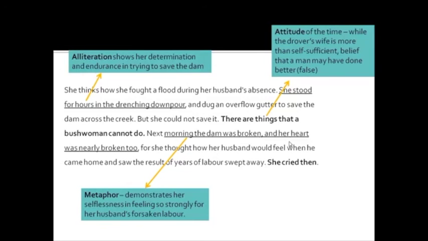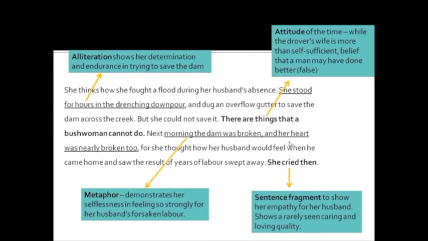Okay, so where it says, next morning the dam was broken and her heart was nearly broken too. So here we have a metaphor, demonstrating the drover's wife's selflessness, or the fact that she does feel that empathy for her husband, and she feels quite strongly for his hard work and that it's going to be destroyed.